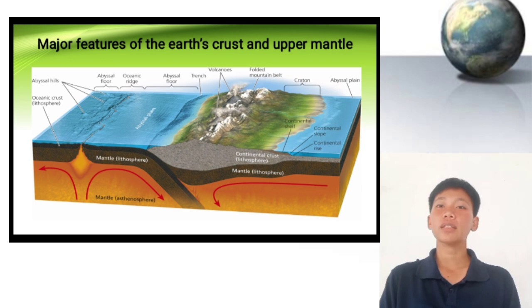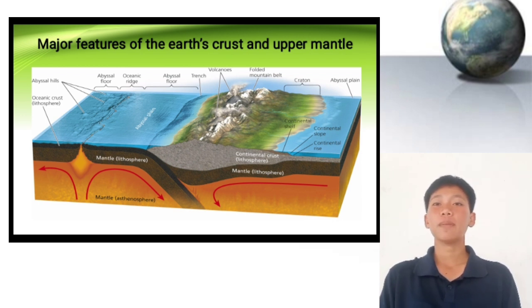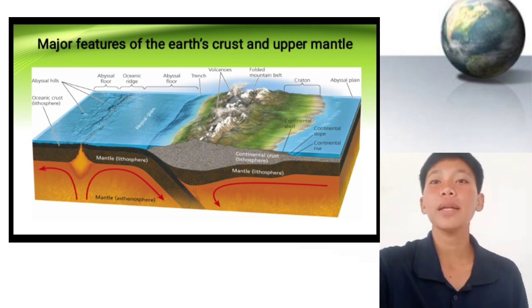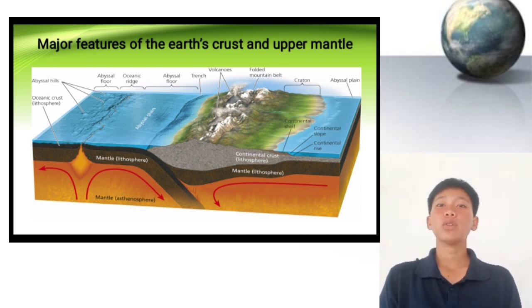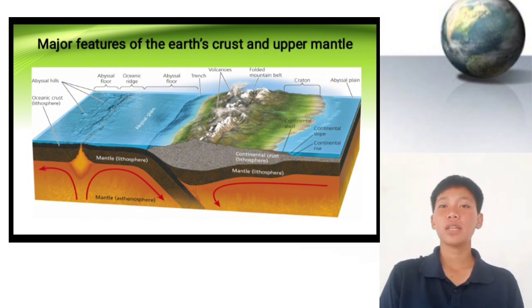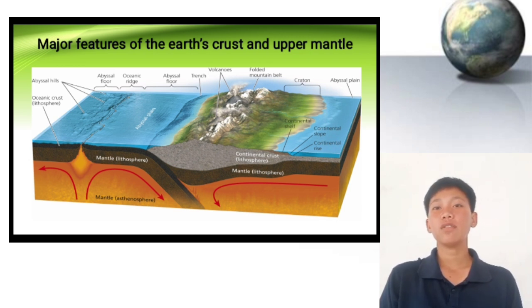Asthenosphere. This is a more ductile and less rigid layer beneath the lithosphere. It's hotter and more easily deformed than the lithosphere, allowing the tectonic plates to move slowly over it. The asthenosphere is partially molten, contributing to magma generation and volcanic activity. The upper mantle is primarily composed of peridotite rocks, which are olivine and pyroxene. The composition and properties of the upper mantle change with depth due to increasing pressure and temperature.